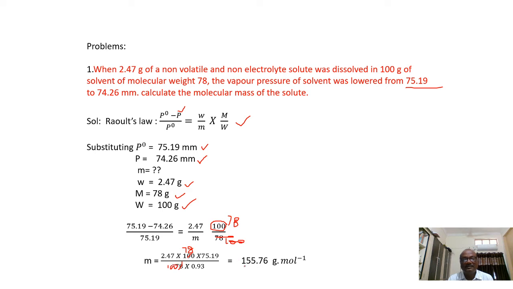So small m becomes equal to, on simplifying, 155.76. Like this, the values which are given in the problem we have to substitute properly in the formula, so that we can solve the problem to calculate the molecular weight of the solute. That we can calculate very easily.